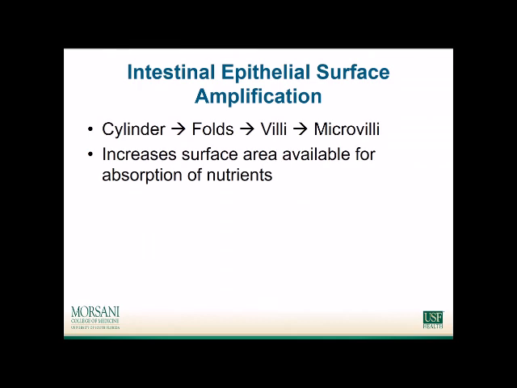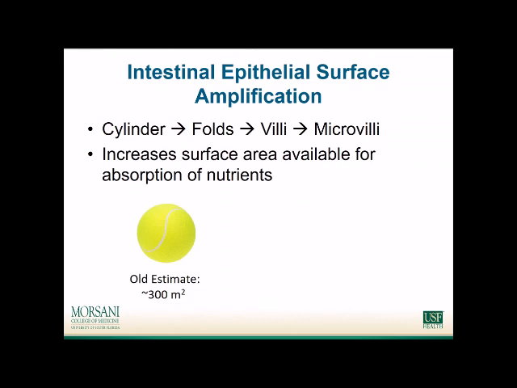Now, previously it was thought that if you were to take all of this epithelium and smush it out into a single square, that the surface area is about 300 square meters, which is the size of a tennis court, which is really a 600-fold amplification from a simple cylinder to how it's really structured with villi and microvilli. That's a lot of surface area that's available for things to happen within the intestine.